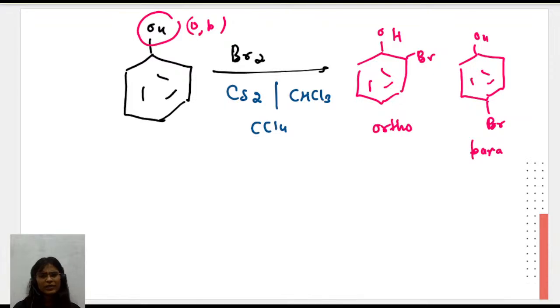Para. This time there is no issue, because no hydrogen bonding kind of thing exists. So normally para is the major product, and ortho is the minor one.